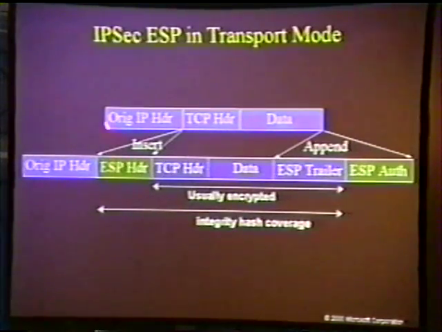So as you see here, it sticks the ESP header right behind the original IP header and in front of the TCP header, and it puts the ESP authentication information behind. We're going to go into a breakdown of what's inside each one of these things. As you see, the hash only covers up into the ESP header, so this IP header is not authenticated. So theoretically, it's possible that something could happen inside this part here.